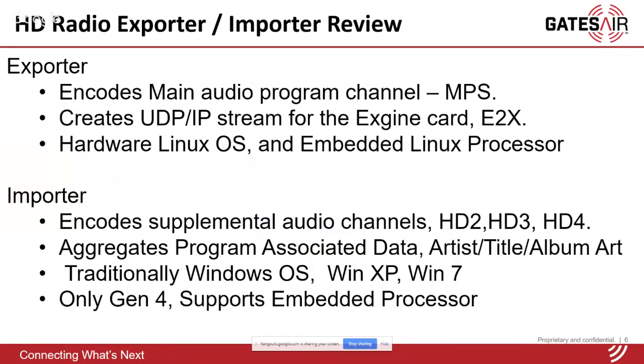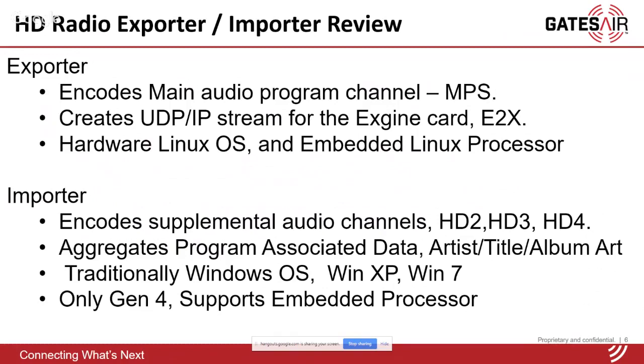So first of all, for a little bit of review, let's talk about the exporter first. The primary job of the exporter has been to encode the main audio program, which is generally referred to as the MPS signal. The MPS signal is created and then sent via UDP to the X-Gen card, which is typically located in a GatesAir system in the Flexiva exciter, and it could also be a standalone box in some of the other systems. That stream is generally referred to as the E2X stream.